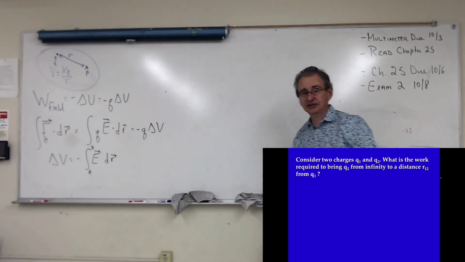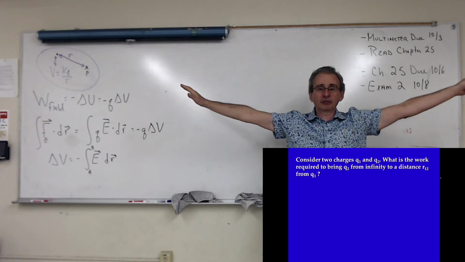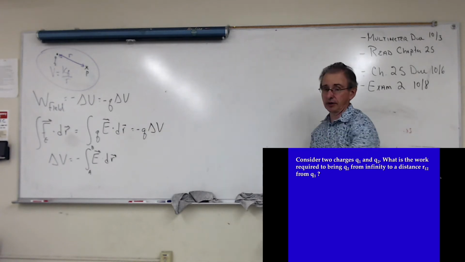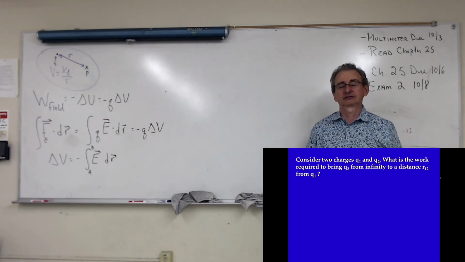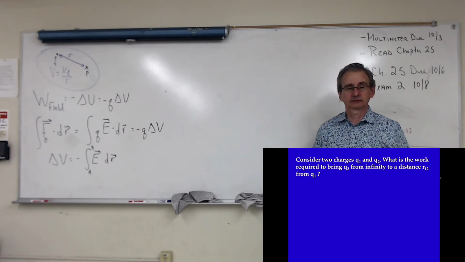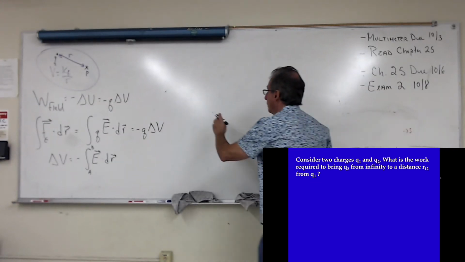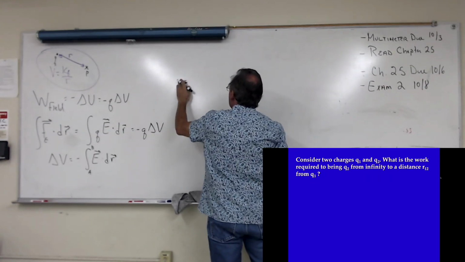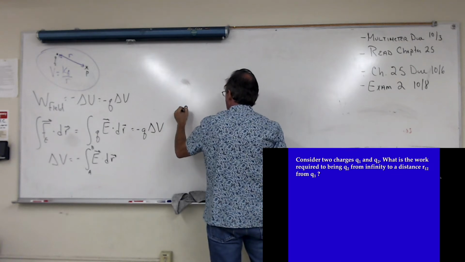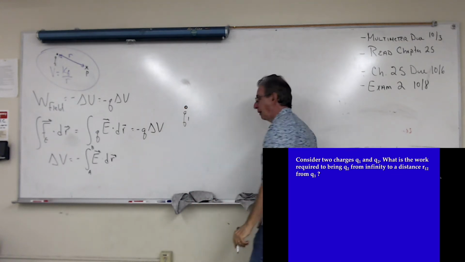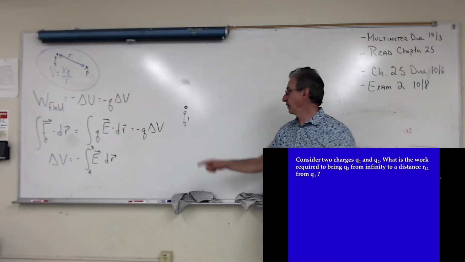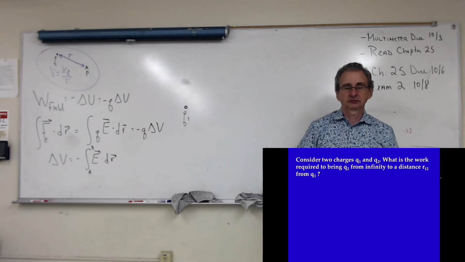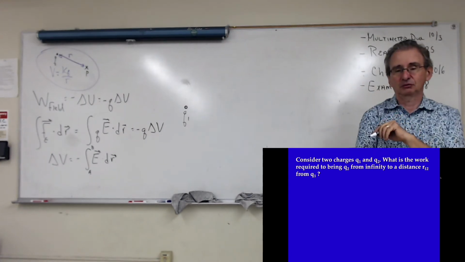So let's say I have two charges. They're really far away from each other, and I want to put them on the board here. I take the first one from infinity and put it here. How much work does it take to bring a charge from infinity here? The other one's pretty far away. We're in an isolated universe.